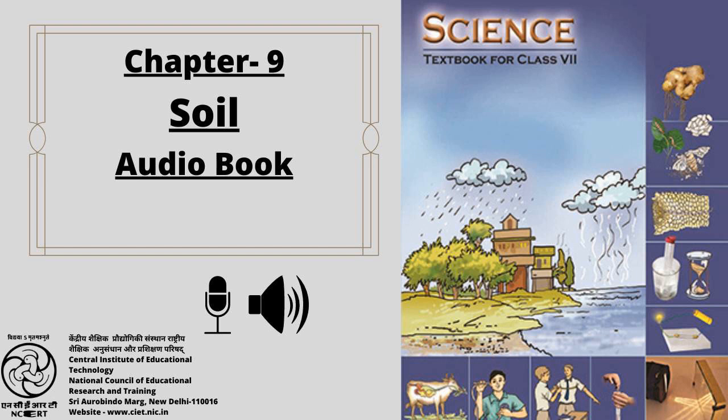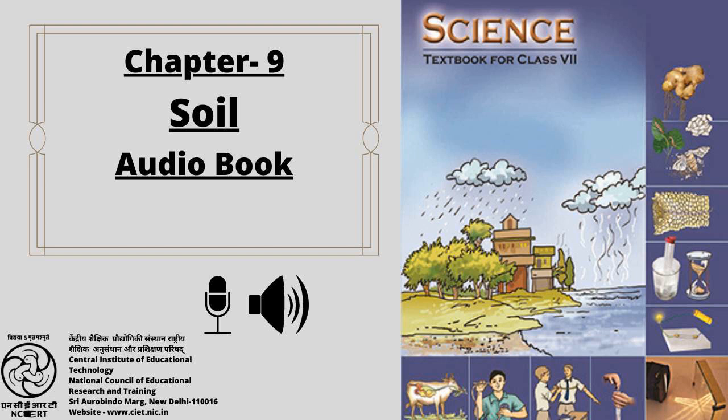9.6. Absorption of water by soil. Do all the soils absorb water to the same extent? Let us find out. Activity 9.6. Take a plastic funnel, take a filter paper or a piece of newspaper sheet. Fold and place it as you can observe in figure 9.7. Weigh 50 grams of dry powdered soil and pour it into the funnel. Measure a certain amount of water in a measuring cylinder and pour it drop by drop on the soil.